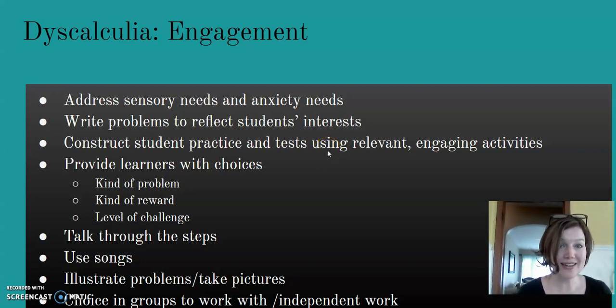Let them illustrate, make up their own word problems and then illustrate them. That's highly engaging for students. And then give them choice, like maybe they want to work independently because they're shy. Maybe they want to work in groups and they can peer teach each other, and that helps as well.